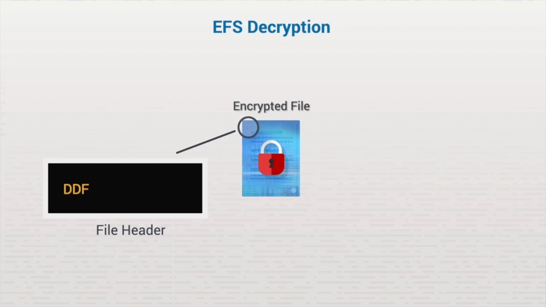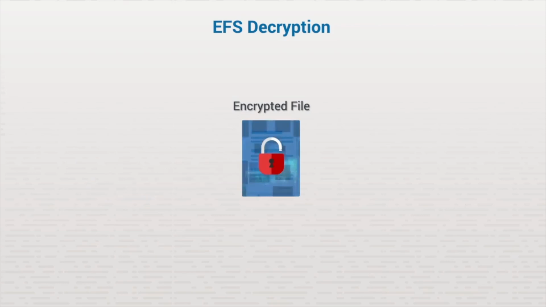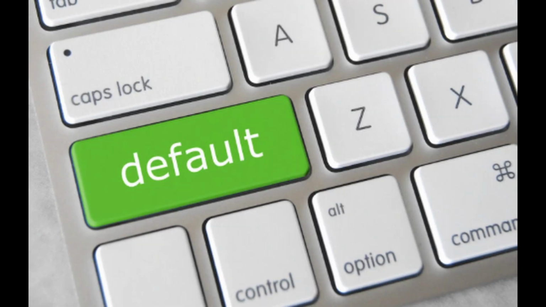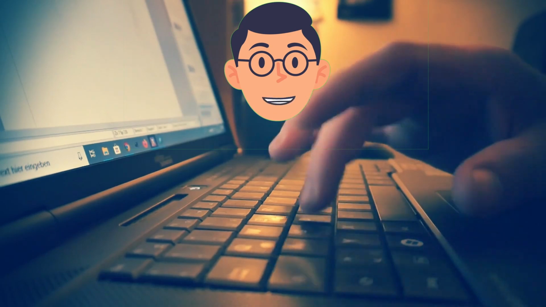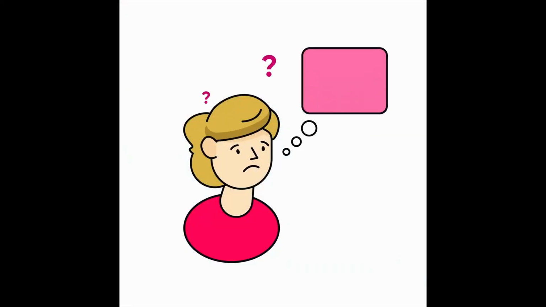The decryption process is just the opposite. The user's private key is used to first unlock the DDF and get the FEK. The FEK is then used to decrypt the file. By default, the only user that can decrypt files is the user who encrypted them. If that user account becomes corrupted somehow or the password is forgotten, any encrypted files are lost.